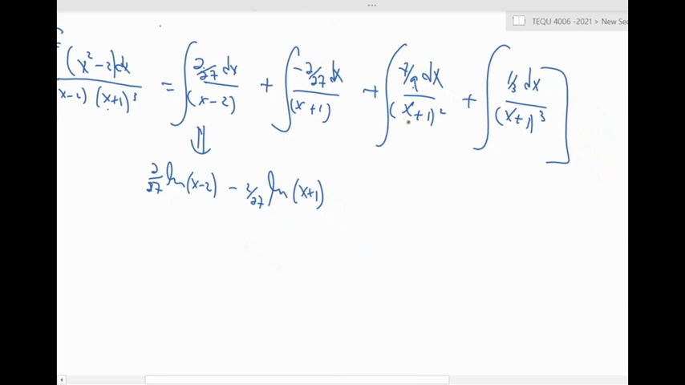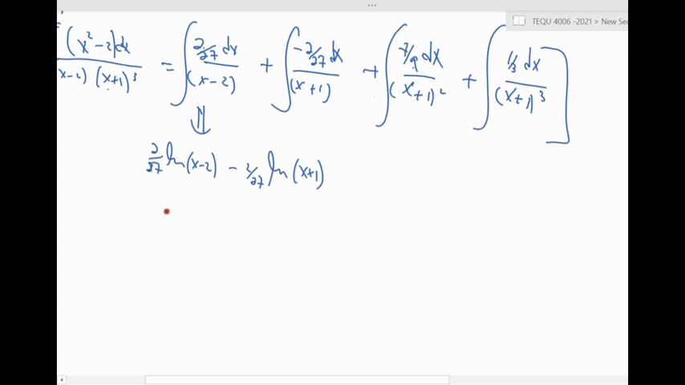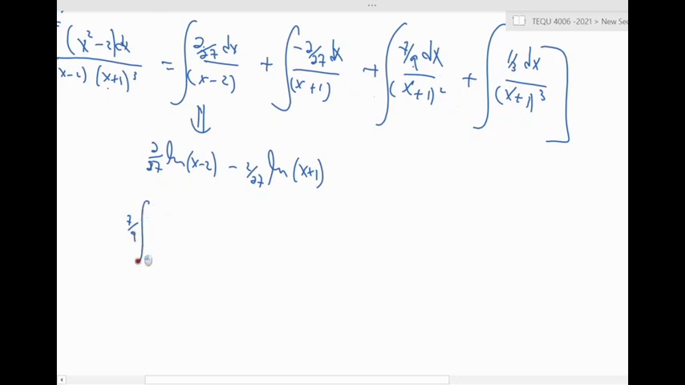This one is not logarithm. You have to understand that it's not, because the order of the denominator is 2 and the order of the numerator is 0. So that's not logarithm. And by the same token, the last one is not logarithm either, but it belongs to a simple family. So let's work the result of this one first. That one will be 7/9, I can take that out, the integral dx over x plus 1 square.